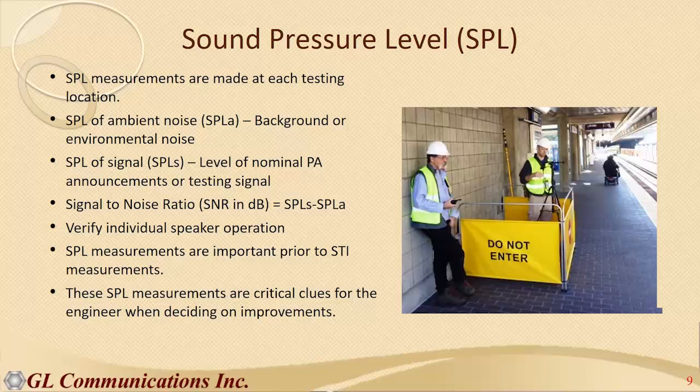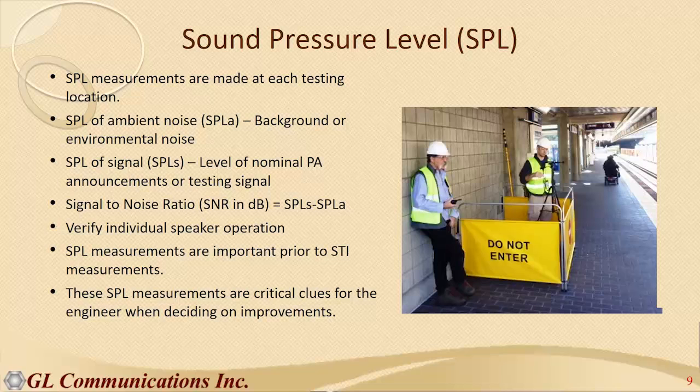Sound pressure level measurements of the ambient noise, so in the presence of just background environmental noise, you want to know what the baseline is at your testing location. And then during, we'll call it a signal, so during an announcement, during the presence of a true announcement, or a testing announcement that we use, call that the nominal PA announcement or testing signal level. With those two things, you can get a signal to noise ratio, which is just the signal minus the ambient, the SNR in dB.